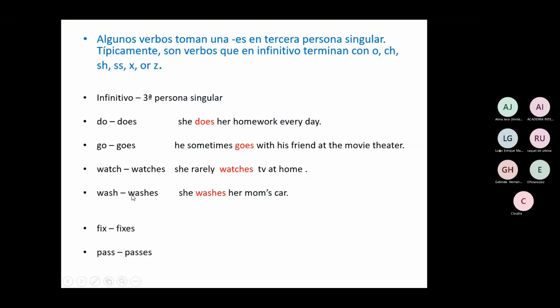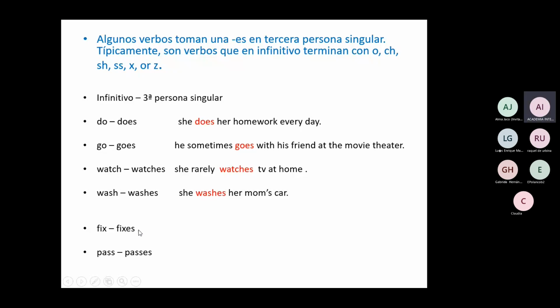Now, she washes her mom's car. She washes. I don't say she watch. She wash. No, she washes her mom's car. That can sound a little bit weird at the beginning, but that's the correct way in which we must say it. Es la forma correcta en la que debemos decirlo.